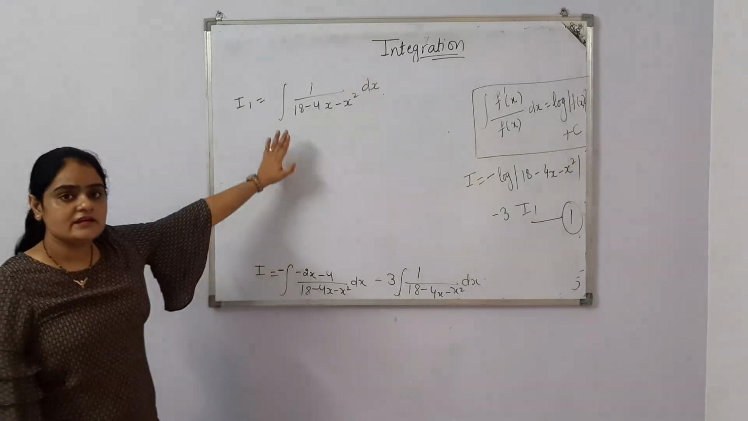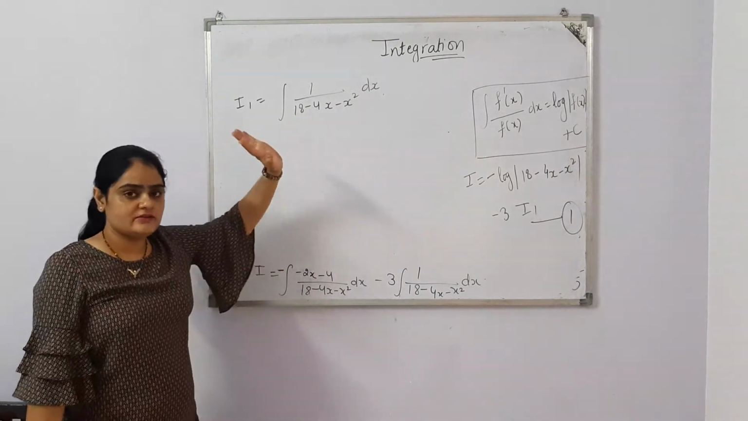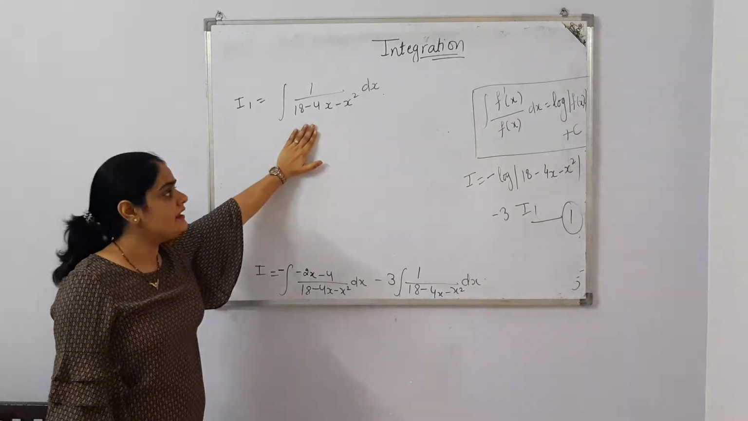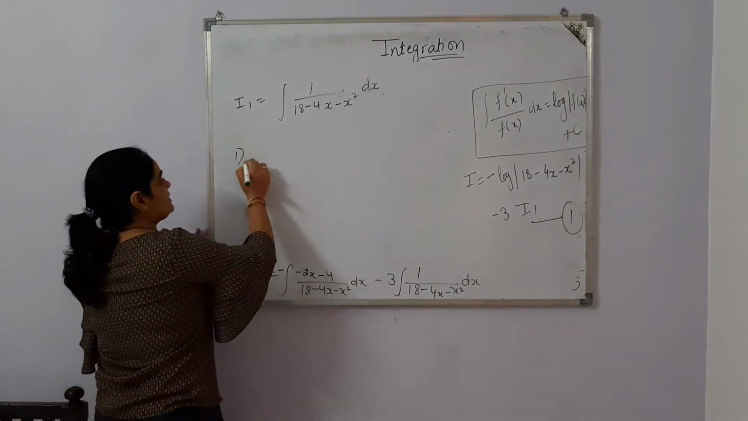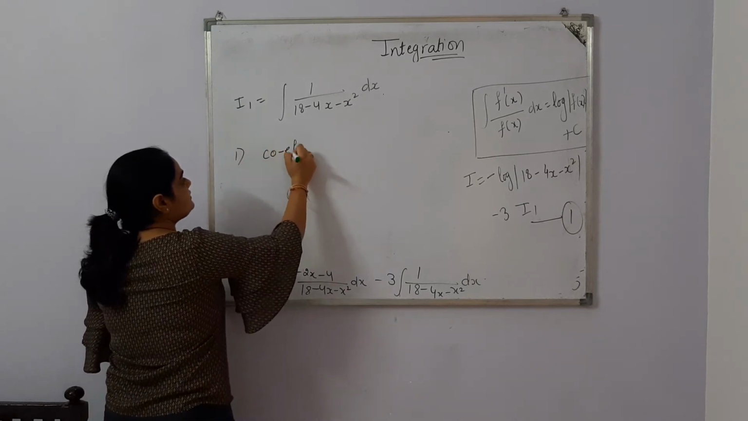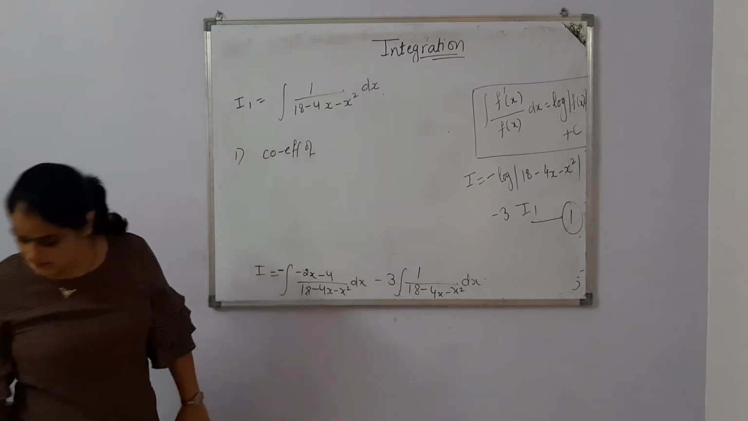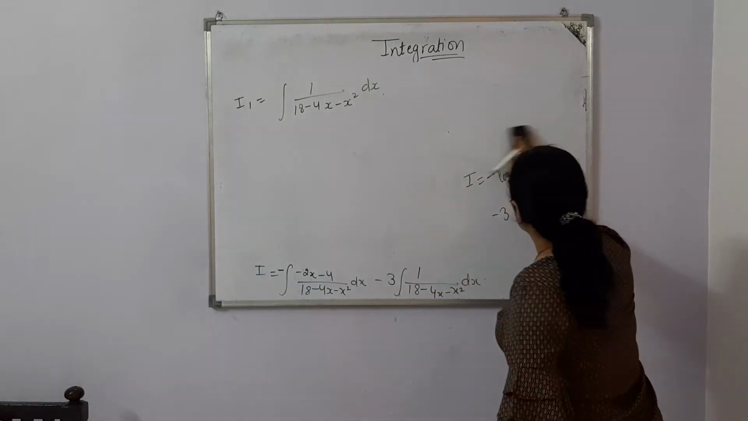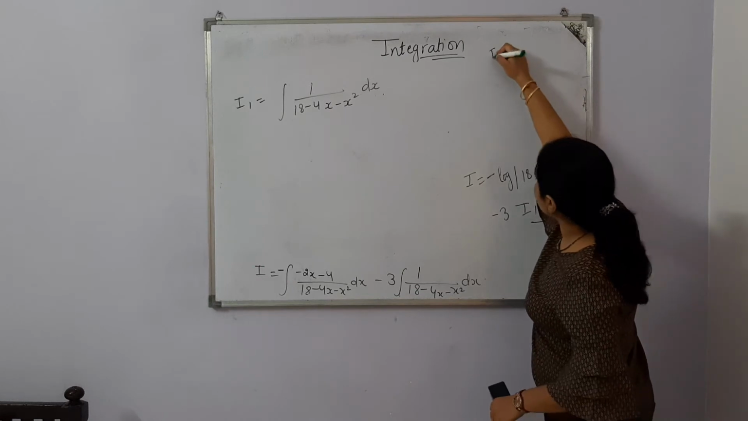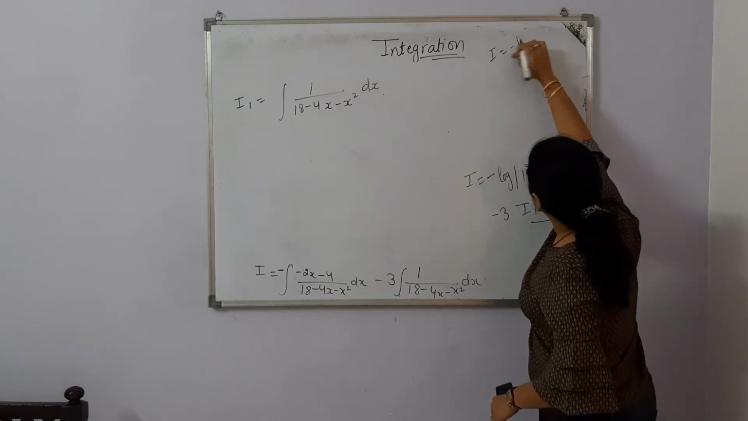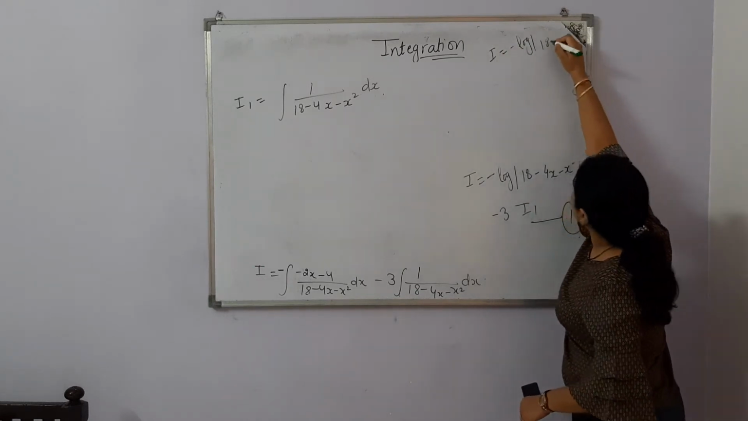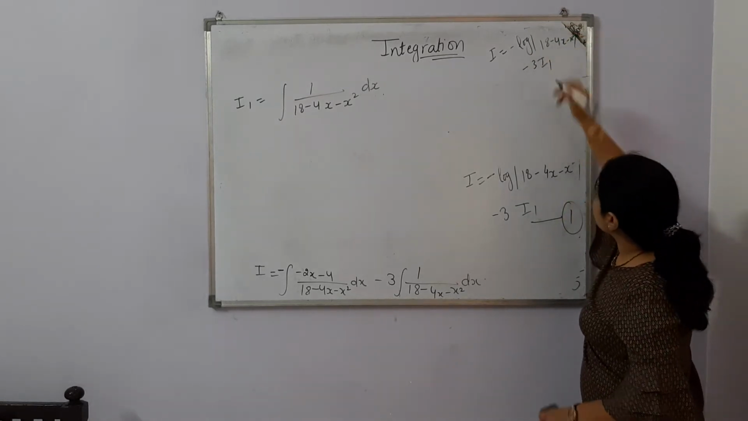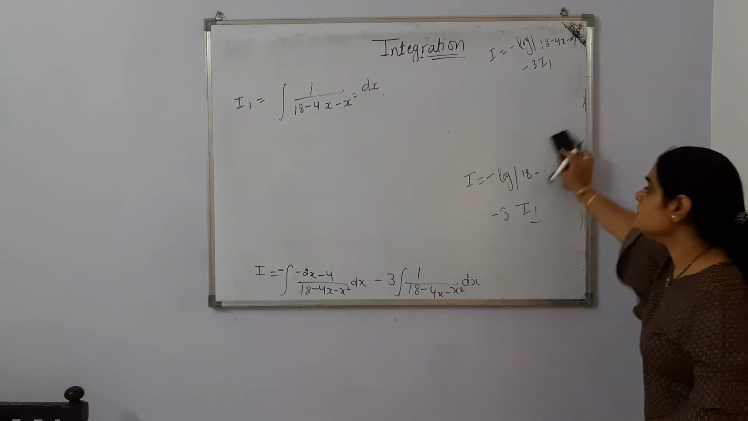Now of course factors are not possible, so we cannot take partial fractions. So we need to apply completing the square. Completing the square has 4 steps. First step is the coefficient of x square. I am writing on top: I equals negative log of 18 minus 4x minus x square minus 3 I1. We need to substitute here. This is the first equation.